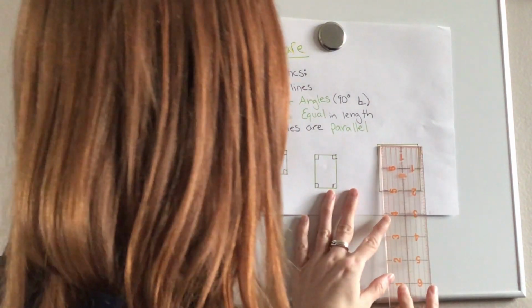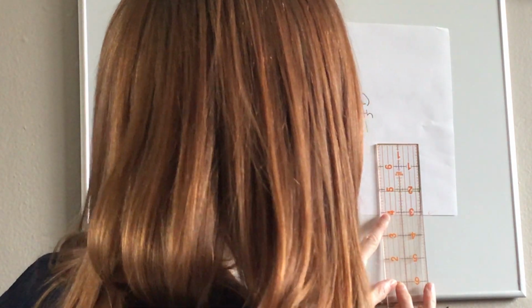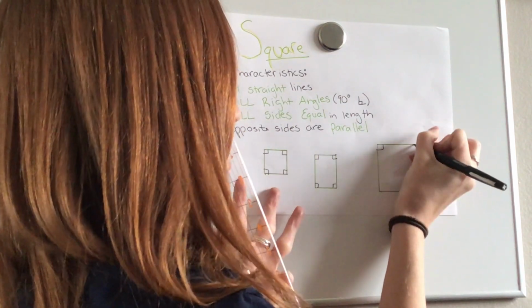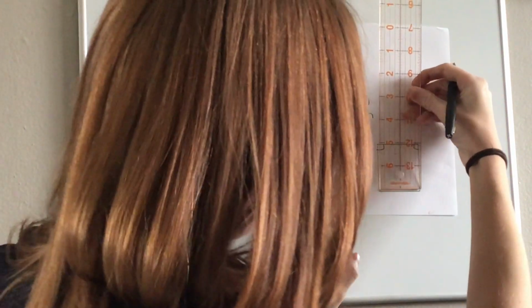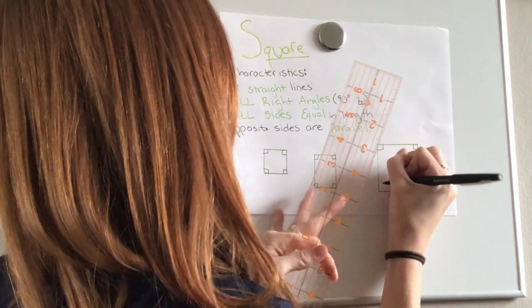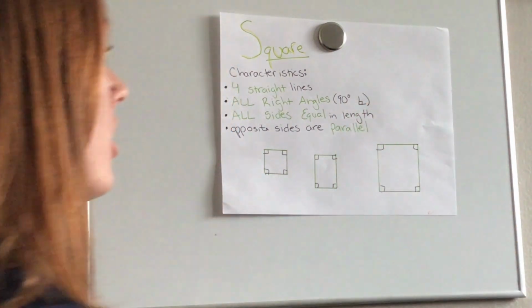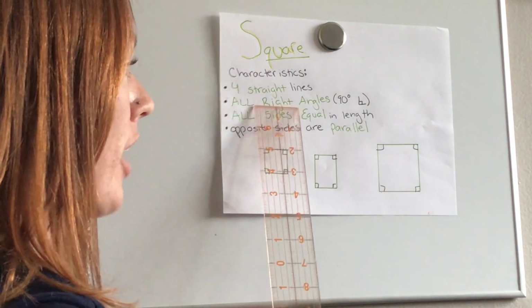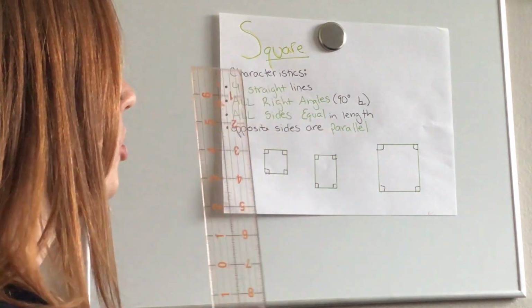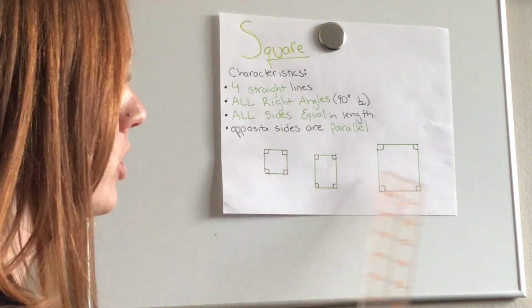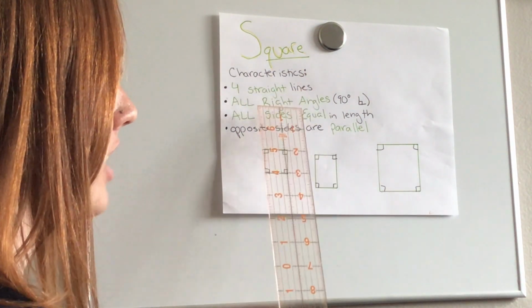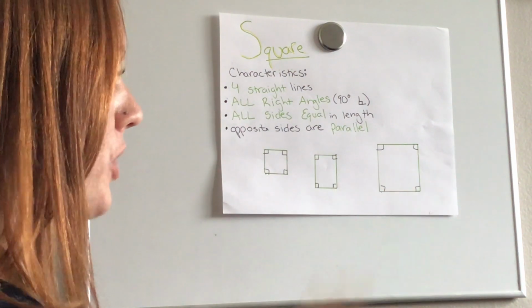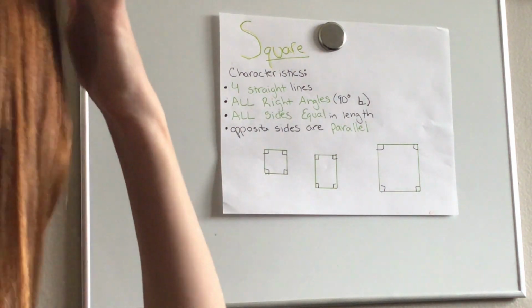Let's try this one over here. Both of those corners fit. And both of those corners fit perfectly. So all of these shapes have right angles. So already they look like they could be squares. They have 4 straight lines and all angles are right, or 90 degrees.